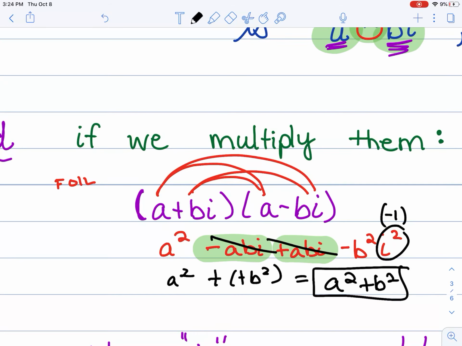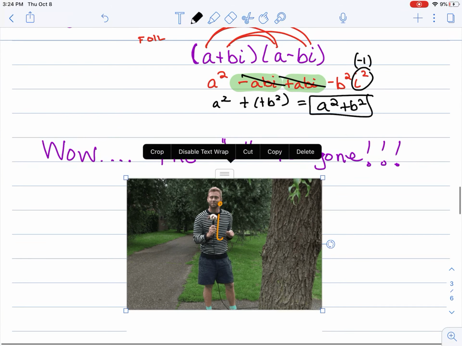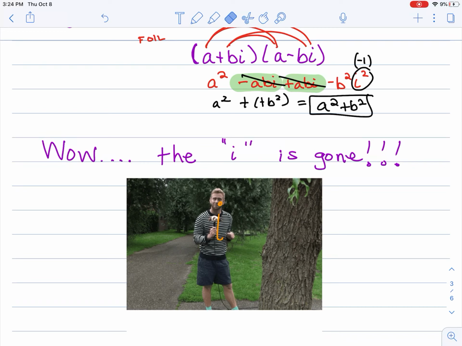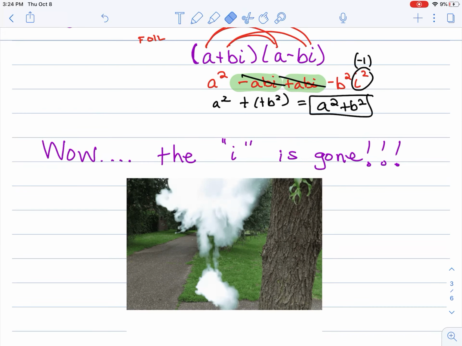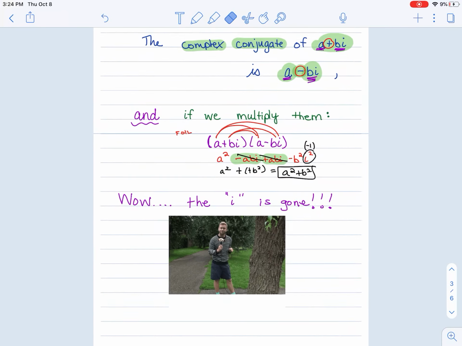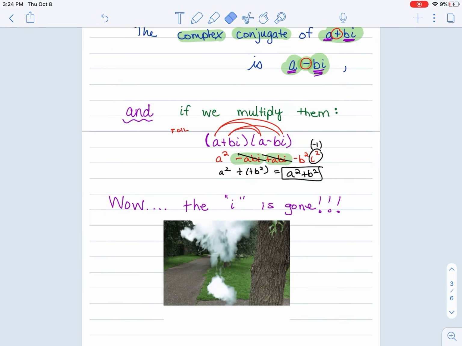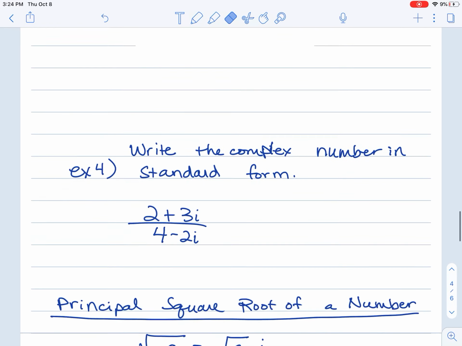What? Where did that i term go? It went from being there to nothing. Look, the i is gone. I'll try it again. The i is gone. Poof, it's gone. So when we multiply by the complex conjugate, the i term goes away, which is super, super helpful for what we're about to do.